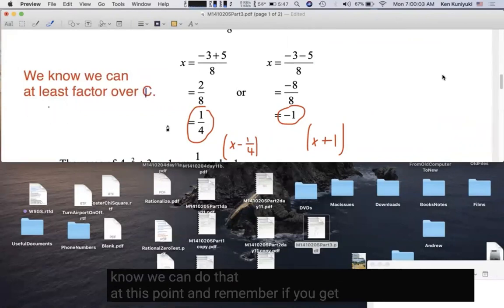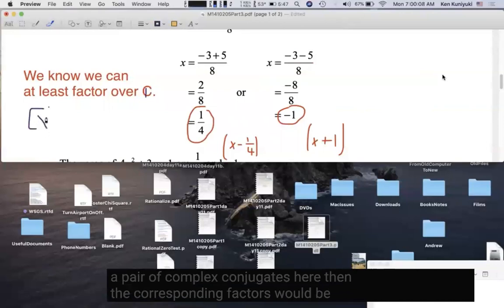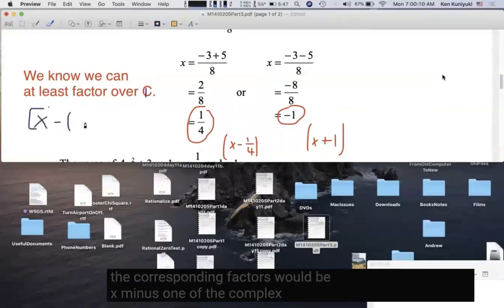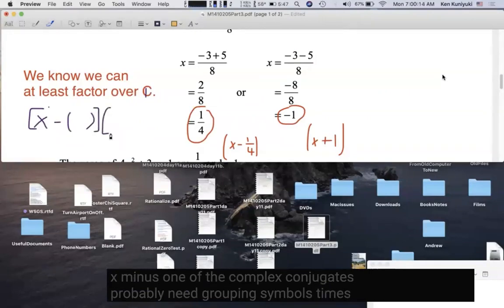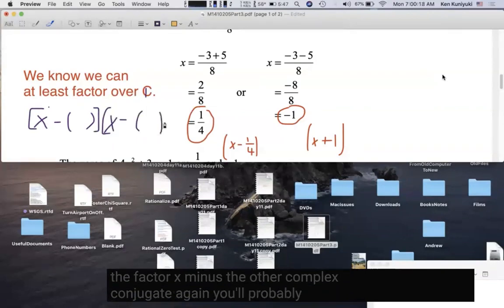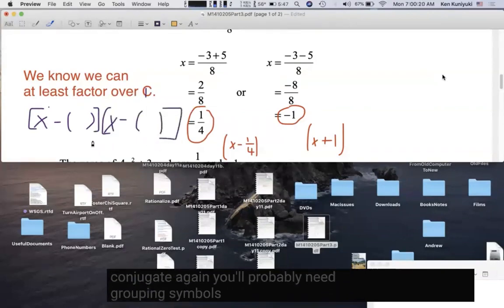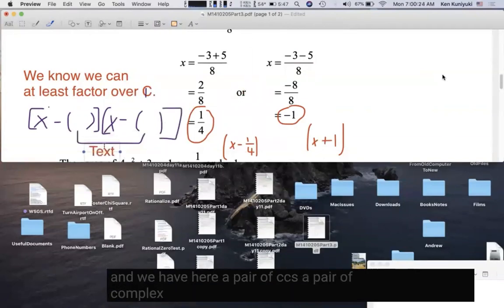And remember, if you get a pair of complex conjugates here, then the corresponding factors would be x minus one of the complex conjugates. You'll probably need grouping symbols, times the factor x minus the other complex conjugate. Again, you'll probably need grouping symbols. And we have here a pair of CCs, a pair of complex conjugates.